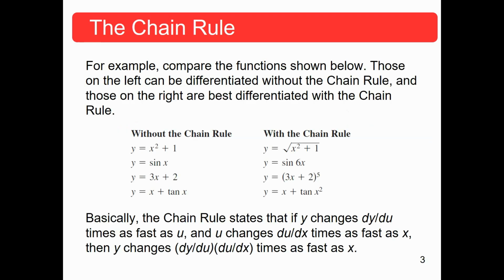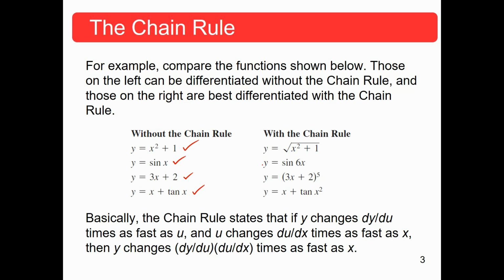So let's look at a couple of examples. Things we can do without the chain rule. We can do x squared plus 1. That's no problem, right? It's a function plus a function. Sine x, that's just a trig function, no problem. 3x plus 2, another function plus a function. X plus tan x, just a function plus a function. We have the sum and difference rules. We can take care of that, no problem.